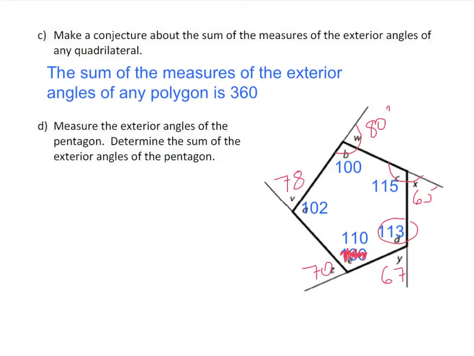So now let's find the sum of the exterior angles. So the sum equals 78 plus 80 plus 65 plus 70, the sum of the exterior angles, which if you calculate that out is equal to 360 degrees.